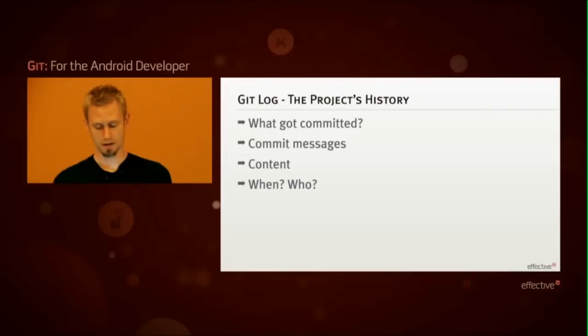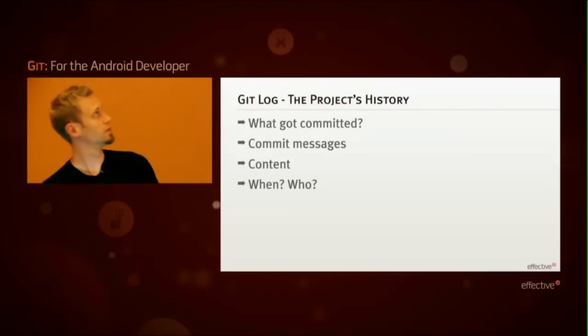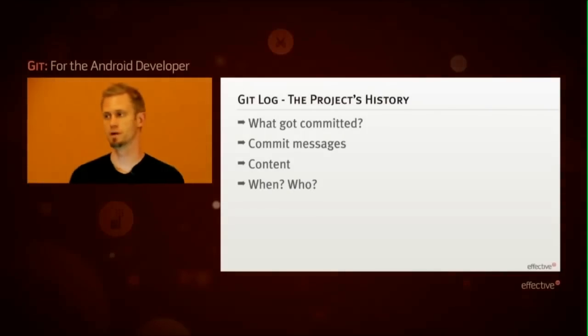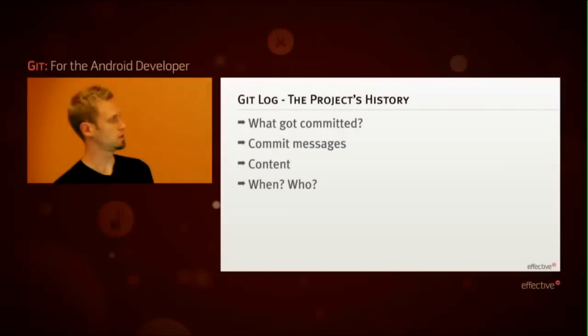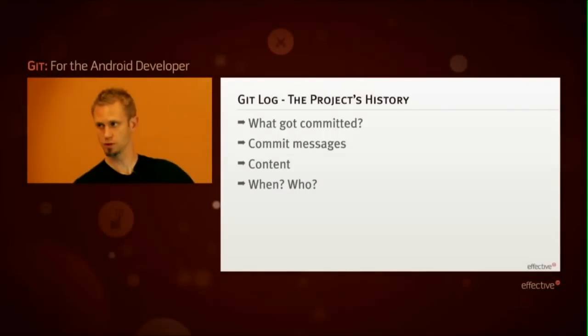Now let's take a look back at history and see what we've done with the git log command. You can see that I have 2 commits in the repository. The first one has my information in it, which is nice, so I know who made the commit. It has the commit message.